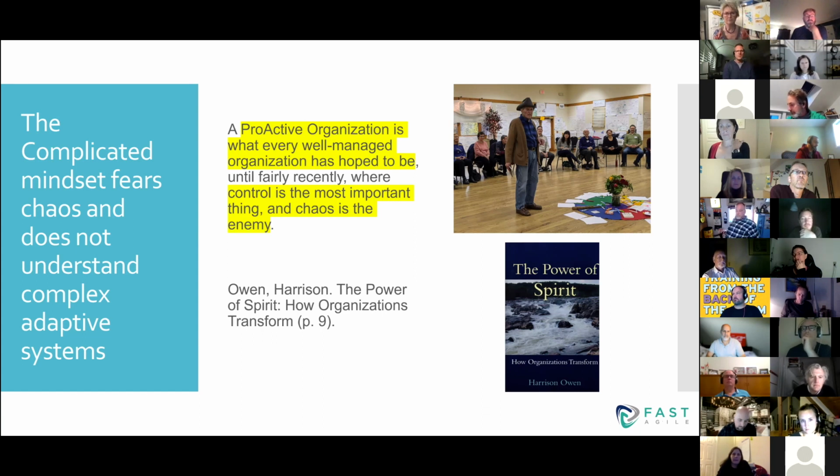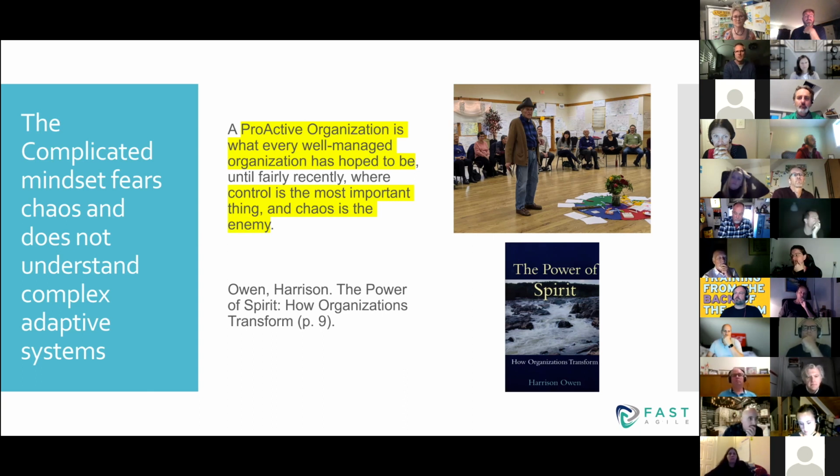And this is a quote from Harrison. So in his book, The Power of Spirit, he talks about different states of organizations. So Teal talks about states of organizations. Harrison Owen's got a model as well. And I think they map together. So the orange model in Teal, I would say, is what Harrison Owen calls the proactive organization. So this is what most organizations still are, right? They're a well-managed organization where control is the most important thing and chaos is the enemy.